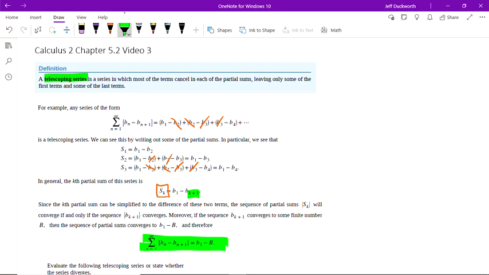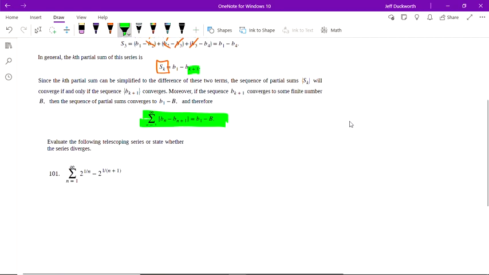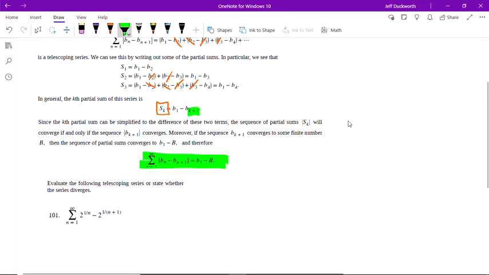All right, so I've got an example down here that we're going to do. Evaluate the following telescoping series, or state whether the series diverges. Evaluating it means, what does it come out to be? Do we get a b1 minus B situation, or does it diverge?